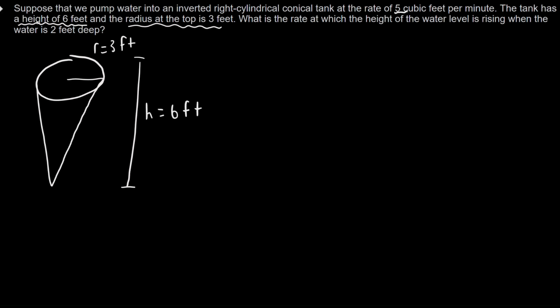So the question gives us the rate that water is being pumped into the tank. So in other words, how fast the volume of water in the tank is increasing. So that would be dV over dt equals 5 cubic feet per minute. And it's asking when it's 2 feet deep. So h equals 2 feet.